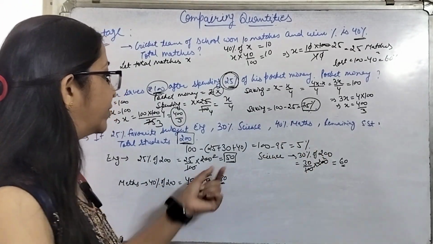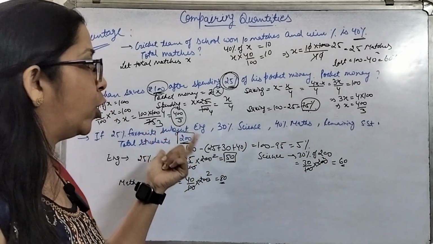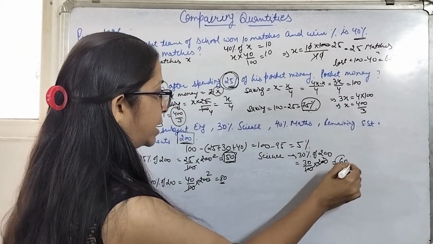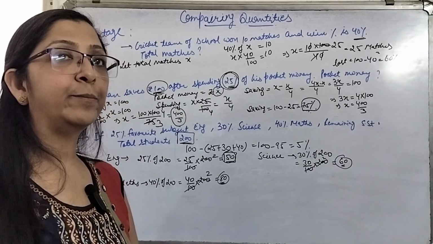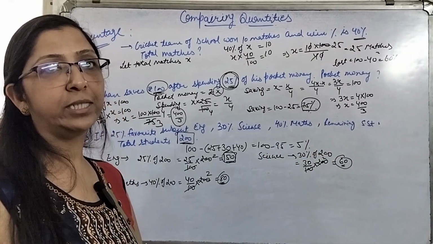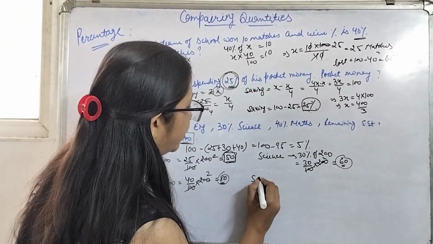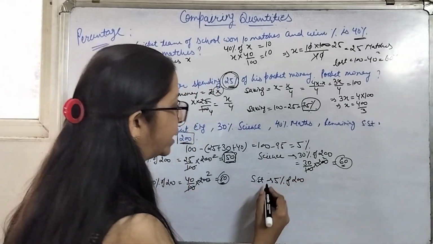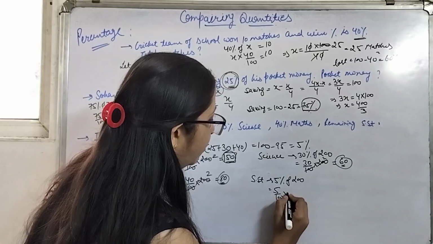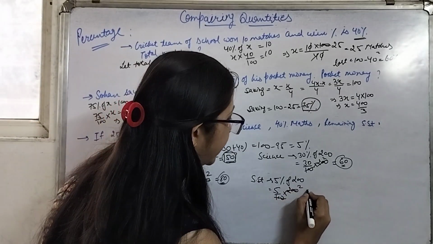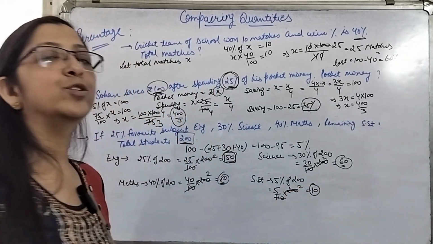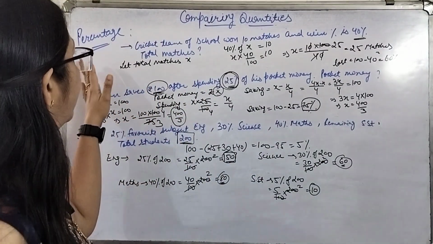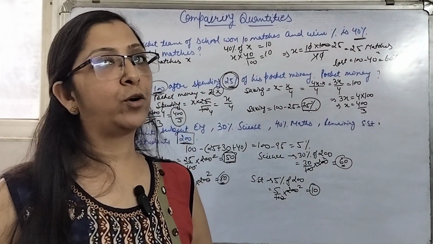Now for SST, either we can find 5% of 200, or from 200 we can subtract this 50, this 60 and this 80, and we will get the number of students whose favorite subject is SST. Otherwise, 5% of 200 is 5 upon 100 multiplied by 200, that is 10 students whose favorite subject is SST. So this is how we can use the concept of percentage for solving problems.